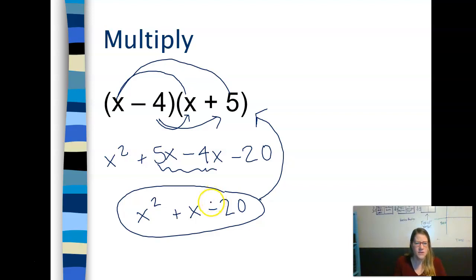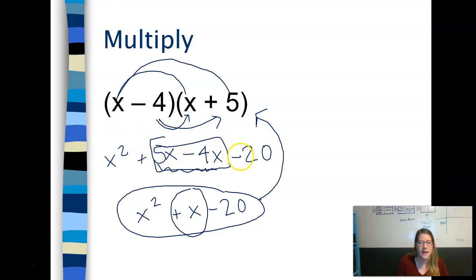A couple of things to notice here: this middle term, 1x, was made by adding together 5x minus 4x. And this last term, negative 20, was made by multiplying these two together, negative 4 and 5. So we multiplied to get this last term, and we added 5 and negative 4, the two terms here, to get 1x. So let's look at an example.